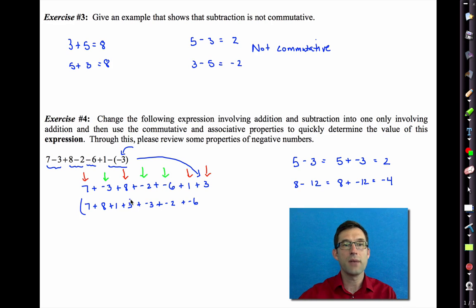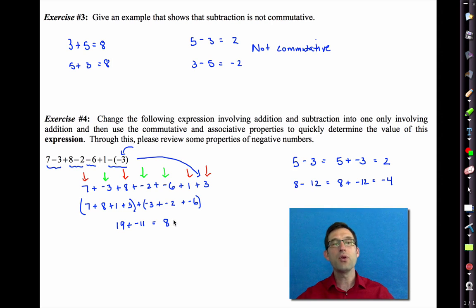Watch what I'm going to do next. I'm going to actually use the associative property. Associativity says I can group these additions in almost any way that I want. So 7 plus 8 is 15, plus 1 is 16, plus 3 is 19. Okay? Here, negative 3 and negative 2 is negative 5, plus negative 6 is negative 11, and now 19 plus negative 11 is 8.